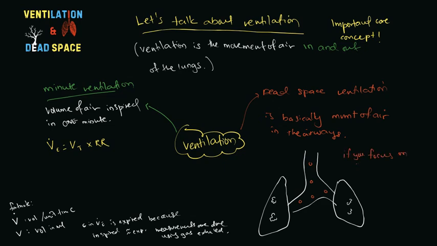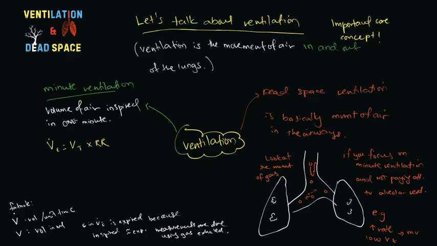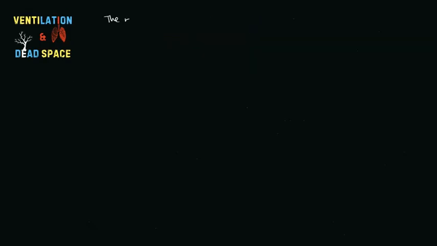So if you focus more on achieving only minute ventilation and not paying attention at all to alveolar ventilation, for example, you're increasing the rate but low tidal volume, look at the movement of gas. You're just oscillating the gas in and out of the trachea and bronchus without actually reaching the alveolus, which is where alveolar ventilation actually occurs. So no alveolar ventilation, meaning no gas exchange.